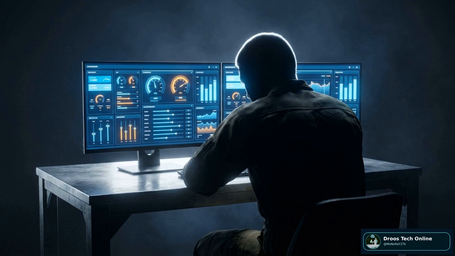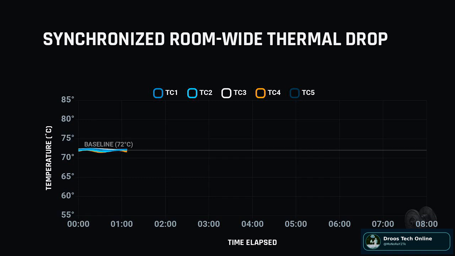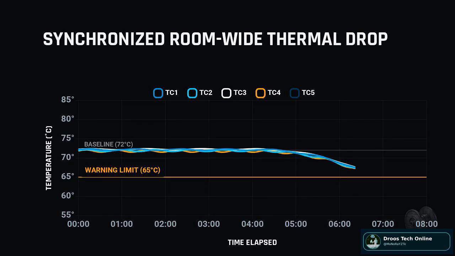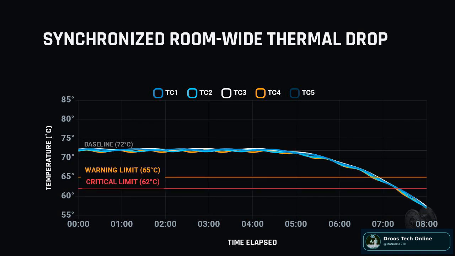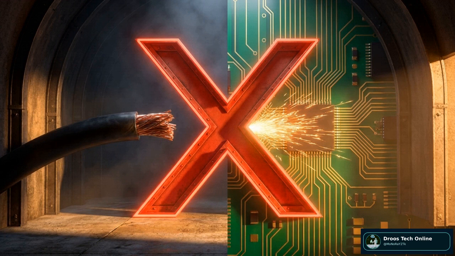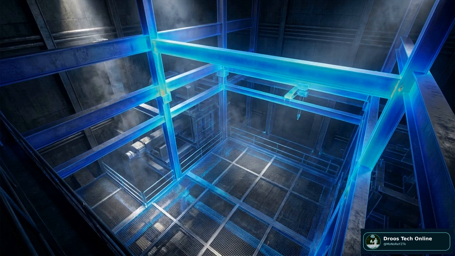We can observe the practical value of this interface in the Degassing Room 6 case study. An operator watches 5 separate sensor traces hold steady at 72 degrees for several hours. Suddenly, all 5 independent traces begin a synchronized downward decline. 5 separate sensors dropping simultaneously eliminates the probability of an isolated hardware failure or a single loose wire. It mathematically proves a genuine room-wide cooling event.